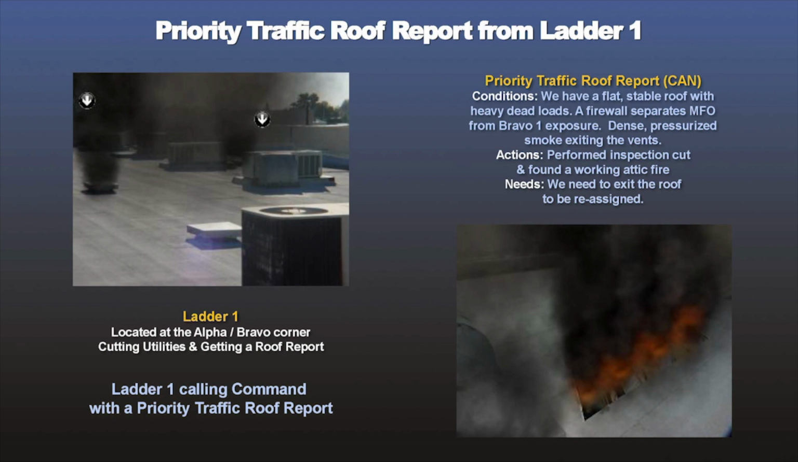Ladder 1 calling command with a priority traffic roof report. Ladder 1, go ahead with your priority traffic roof report. We've got a flat, stable roof with heavy dead loads. A firewall separates the main fire occupancy from the Bravo 1 exposure. We've got dense, pressurized smoke exiting from the vent. We performed an inspection cut and found a working attic fire. We need to exit the roof to be reassigned. Command received, Ladder 1. You've got a flat, stable roof with heavy dead loads and a firewall separating the main fire occupancy. You've got dense, pressurized smoke exiting the vents. Your inspection cut showed a working attic fire. Go ahead and exit the roof. Go on deck in Alpha.